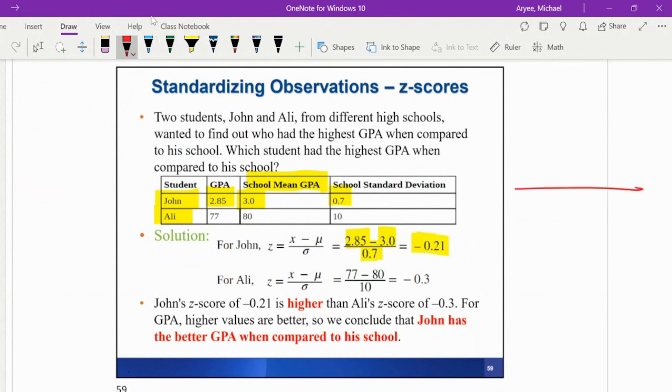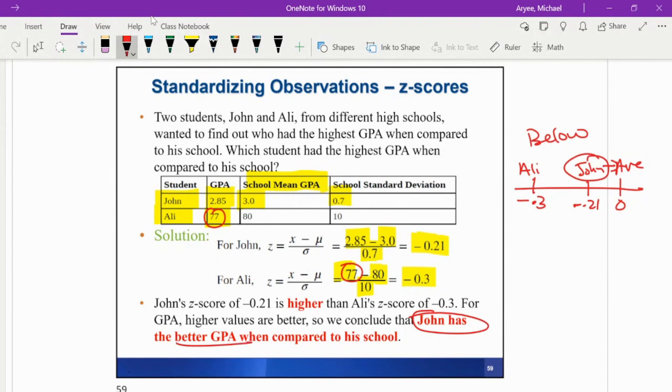Let me draw a line here. Suppose this is 0, 0 is the average. Maybe negative 0.21 is here. So this is John. Now Ali scored 77, minus 80 over Ali's standard deviation. So Ali is negative 0.3. Negative 0.3 is here. This is Ali. So who did better? Even though they both scored below average, John is closer to the average than Ali. So we're going to say that John has a better GPA compared to Ali.